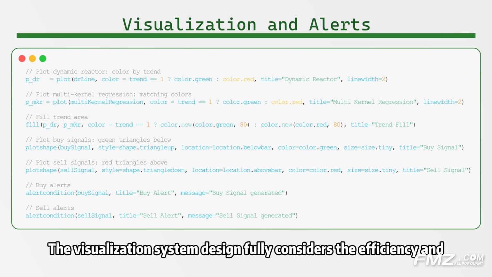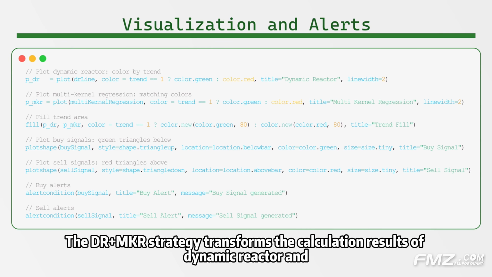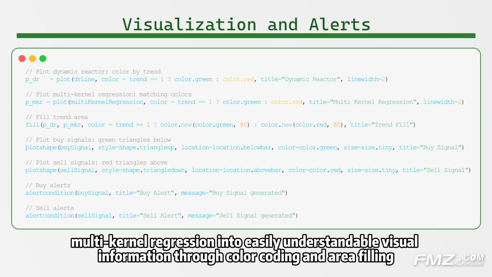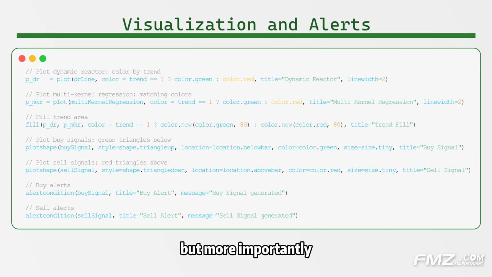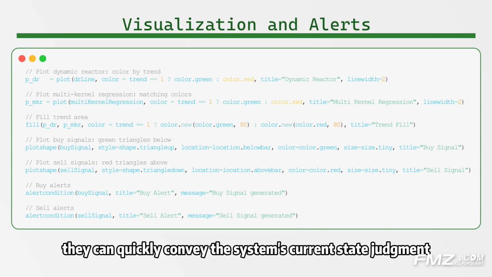The visualization system design fully considers the efficiency and intuition of human-computer interaction. The Dr. Janker strategy transforms the calculation results of dynamic reactor and multi-kernel regression into easily understandable visual information through color coding and area filling. Green and red trend indicators not only conform to traders' traditional cognitive habits, but more importantly, they can quickly convey the system's current state judgment.